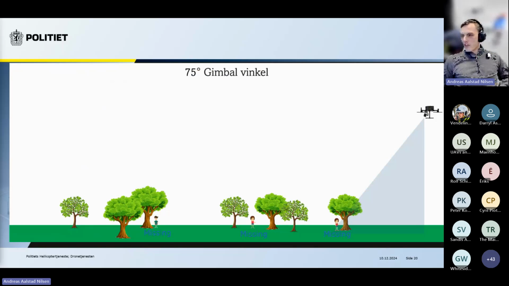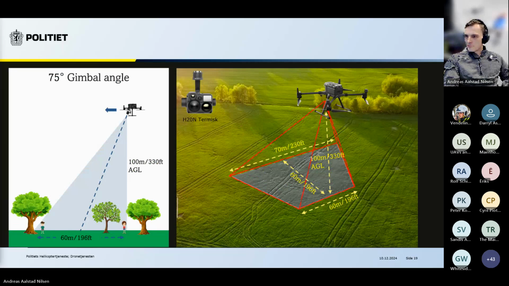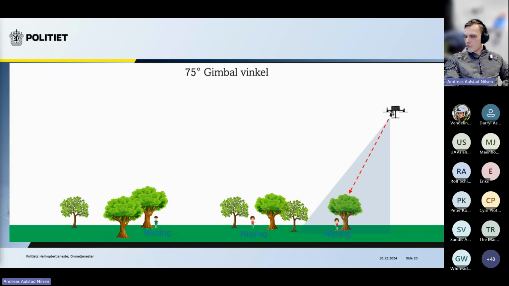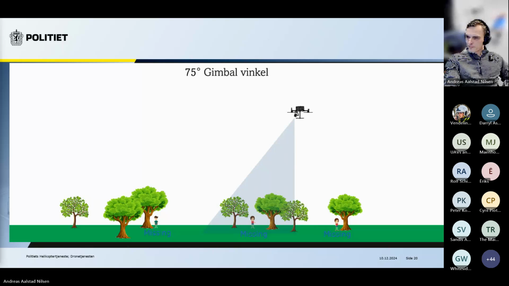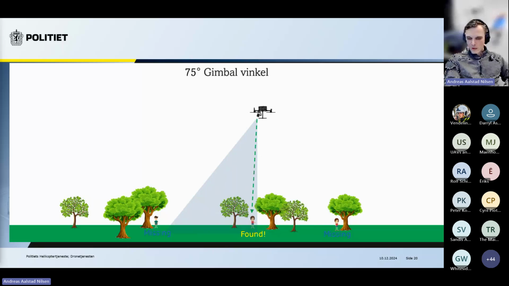So here's another example illustrating the gimbal angle while searching for people. The gimbal angle itself is not necessarily enough alone. It needs to be paired with a search pattern to cover the area from multiple directions. So this first lady missing is not visible at first, and she's still hidden by the tree, and the drone will not find her on the first initial pass. The next missing person is also covered by the tree initially, but by the time she appears in the bottom of the screen, she will be visible.